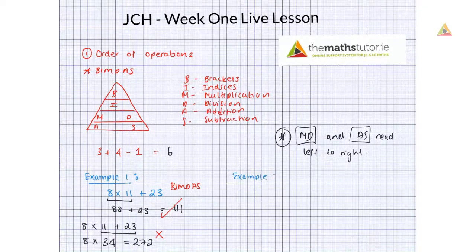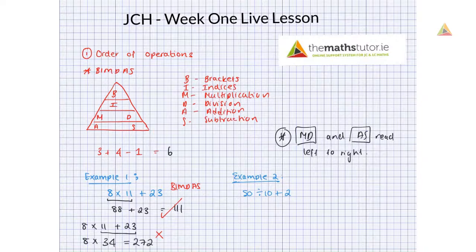So example 2. So I'm going to put in 50 divided by 10 plus 2. Now again, we're using BIMDAS. So do we have any brackets? We don't. Do we have any indices? We don't. There's nothing to the power there. Do we have any multiplication? We don't. Do we have any division? Yes, we do. So there's the division. That's going to be done first.